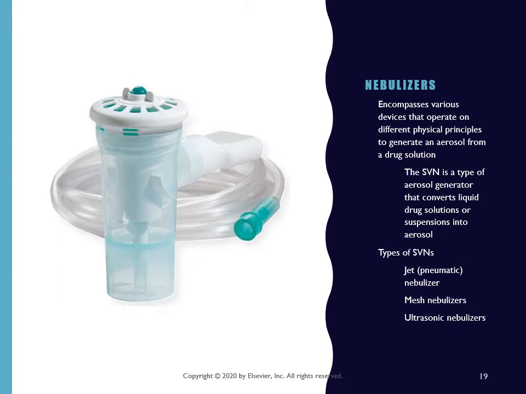There are different types of small volume nebulizers. There are pneumatic nebulizers, like the teacup nebulizer. There are vibrating mesh nebulizers and ultrasonic nebulizers. So let's take a look at some of these different types of nebulizers. We'll look at pneumatic nebulizers first.